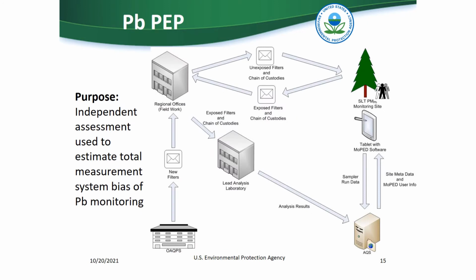This slide shows a sequence of activity and flow of information. Starting at the bottom left corner, OEQPS sends filters to the regional offices. During these audits, the PEP auditor will co-locate a portable FRM lead sampler instrument with the PQAO's lead sampler to operate simultaneously. The lead filter is then analyzed by the Lead Analysis Lab. The results are analyzed and uploaded to AQS. The MOPED software, shown on the slide, is not currently in use yet, but soon to be. MOPED is analogous to the PEAT software for NPAP. This facilitates retrieving site metadata from AQS and uploading audit data to AQS.